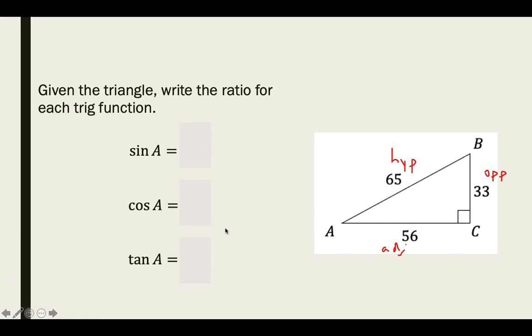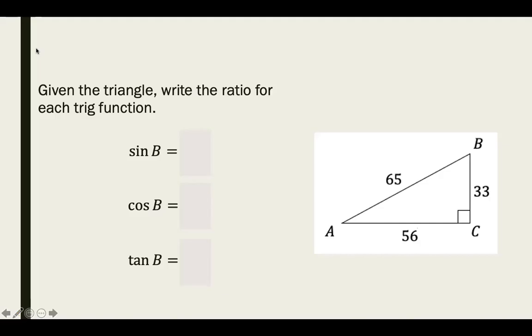So here, sine is opposite over hypotenuse, so it's 33 over 65. Cosine is adjacent over hypotenuse, so it's 56 over 65. Tangent is opposite over adjacent, so it's 33 over 56.